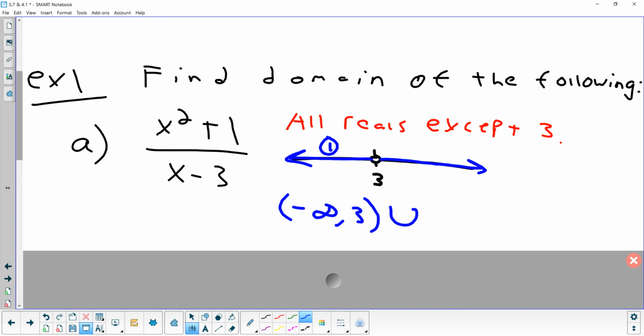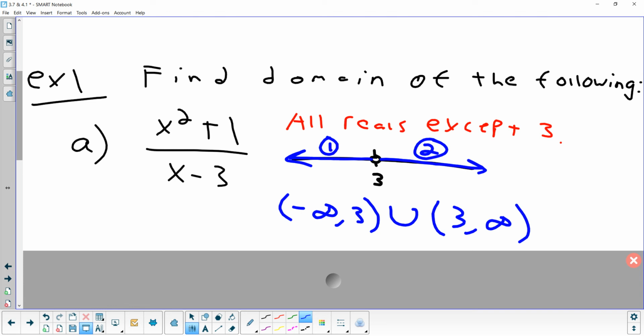Or how would you write part 2? Part 2 is right here. Yeah, Ashley? Parentheses 3, comma, infinity. Yes. And remember, the parenthesis means do not include. If you put a bracket, then that means include. We don't want to include 3. Okay. Questions on that one?